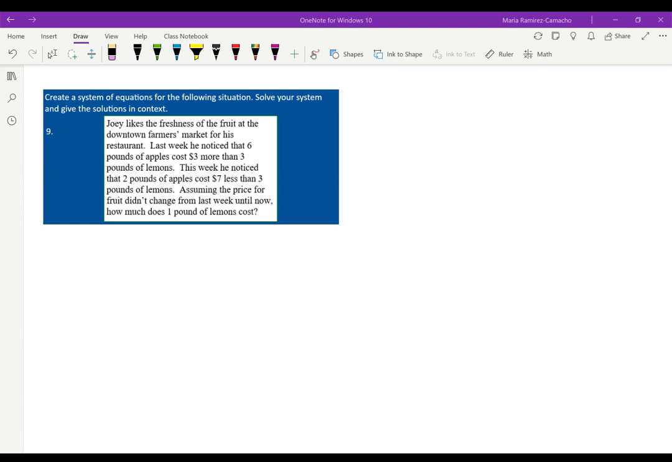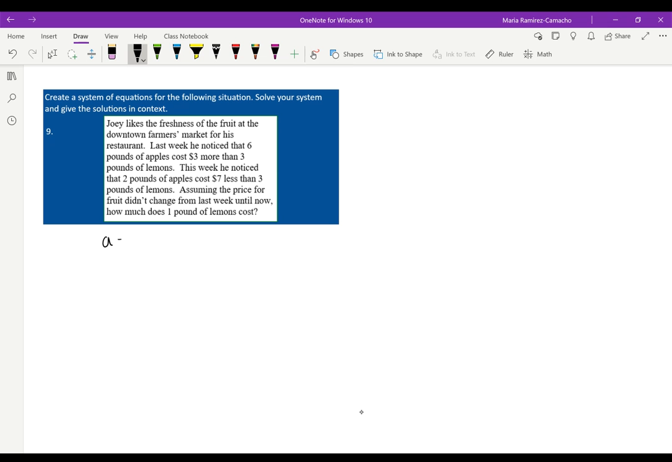So Joey likes the freshness of the fruit at the downtown farmer's market for his restaurant. Last week he noticed that 6 pounds of apples cost $3 more than 3 pounds of lemons. This week he noticed that 2 pounds of apples cost $7 less than 3 pounds of lemons. Assuming the price for the fruit didn't change from last week until now, how much does 1 pound of lemons cost? So we need two variables and two equations.